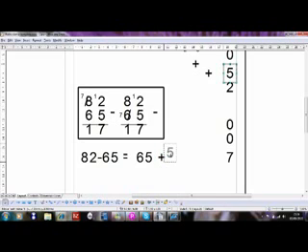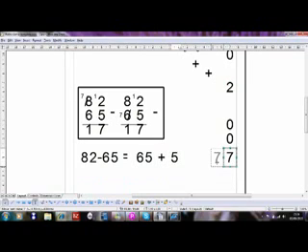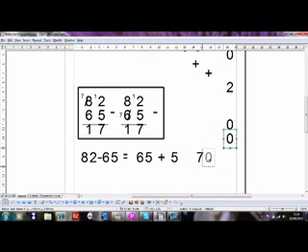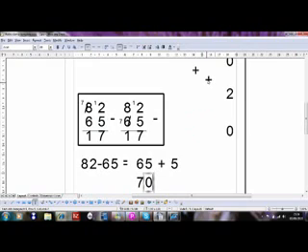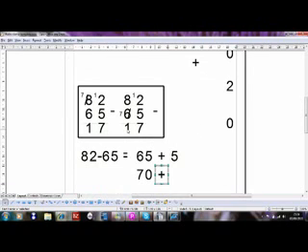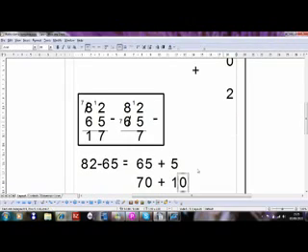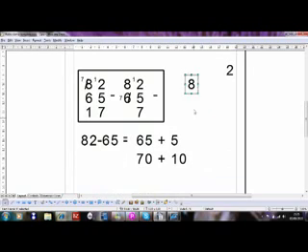65 plus 5 will actually give us 70. Right. If we now take that 70 and we add, we need 10, don't we? If we actually take the 1 and the 0 to give us 10, so if we add 10 to 70, we will get 80.